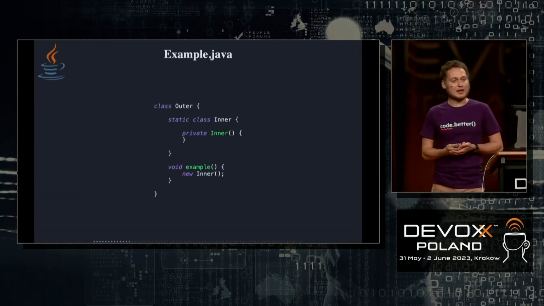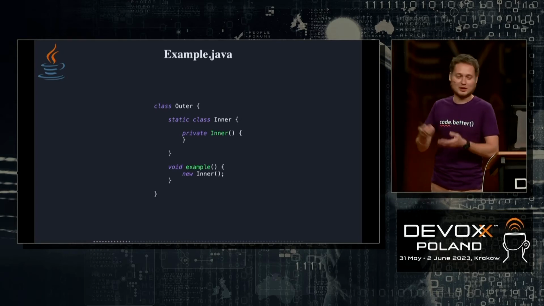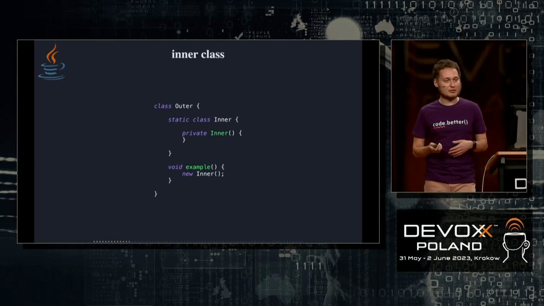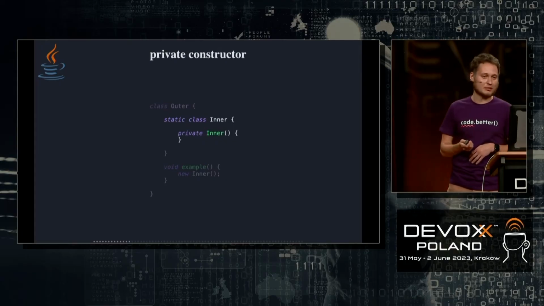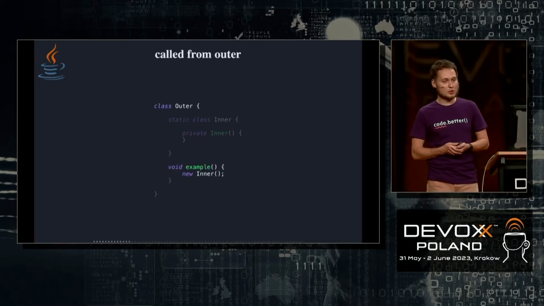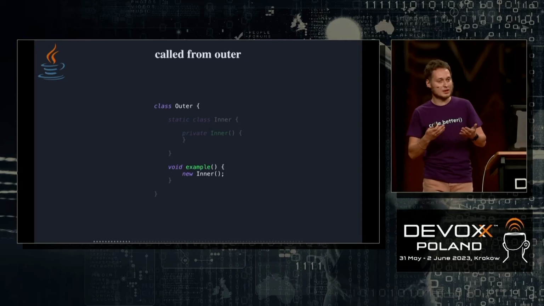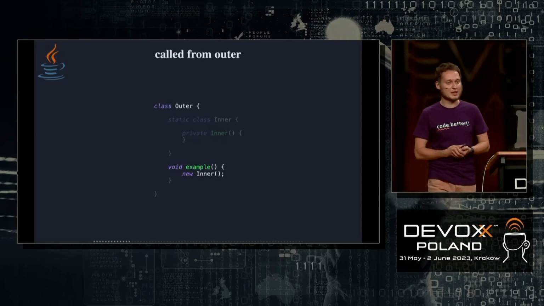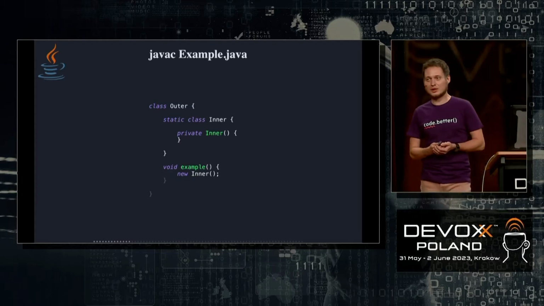Let's complexify our example a little bit. Let's do something more complex than empty, because empty was too easy for you. We have an outer class. We have an inner class declared in this outer class. And we have a private constructor in the inner class. And we construct the inner class outside of it, inside of the outer class in some method. So if we compile this, what's going to happen? Do you know?